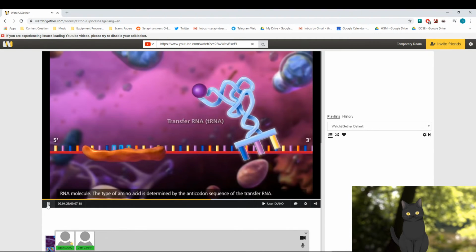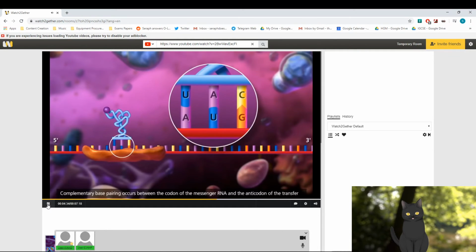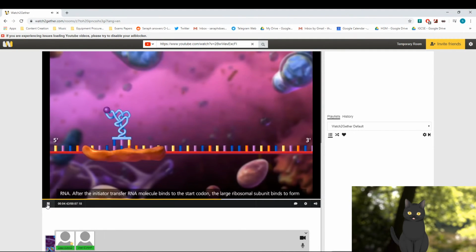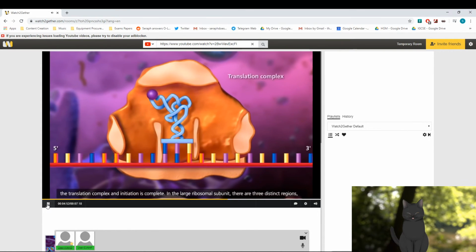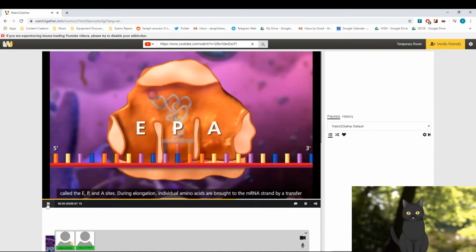We continue. So you see, if the original codon is AUG, the tRNA will be the opposite again. So as long as you get the right combinations, you will be telling the body to combine the correct amino acids together. Okay, continue. Don't worry about this. It's okay.